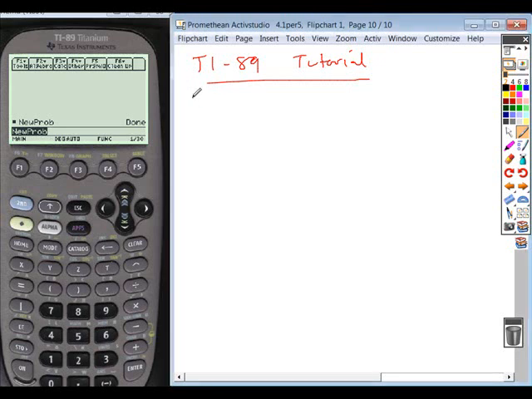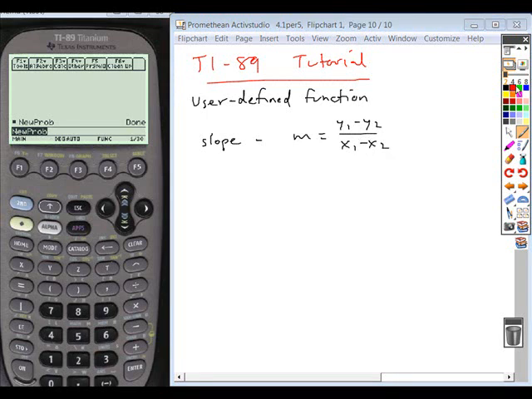Anytime you want to create what's called a user-defined function, you can go to the following. Now, let's say we want to find slope. The slope equation is m equals the difference of the y's over the difference of the x's. Your calculator has already assigned the y's to specific things, so you can't use those in user-defined functions.